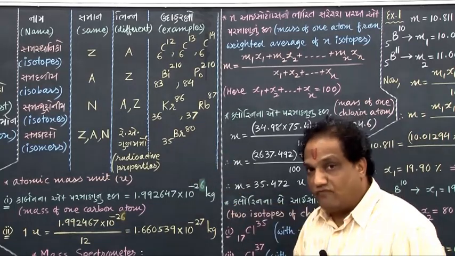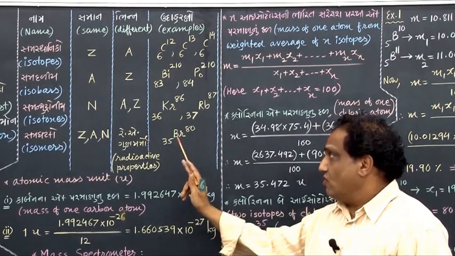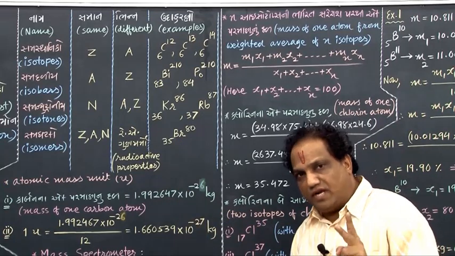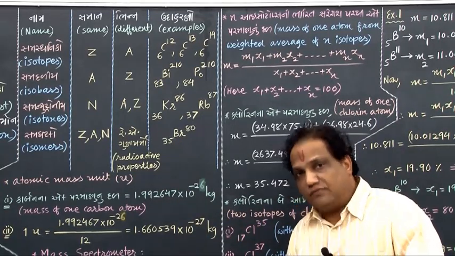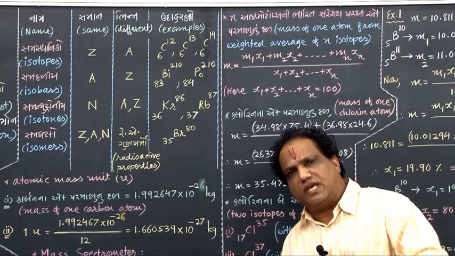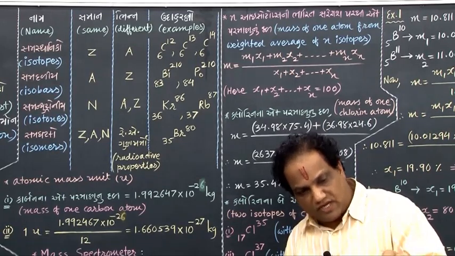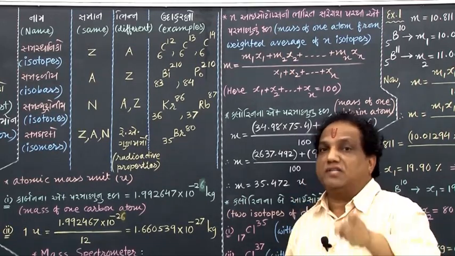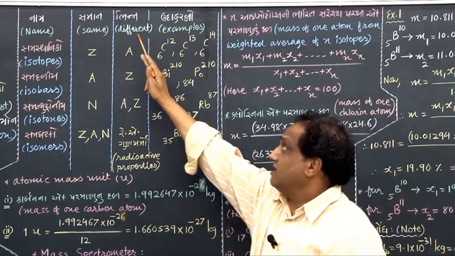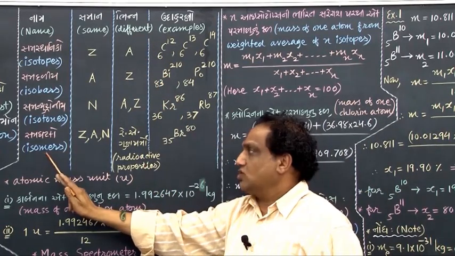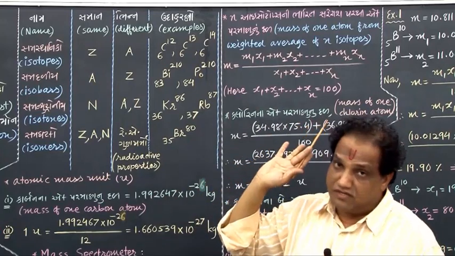This element has one pair of isomers. If you are comparing two atoms of this same element, then both atoms have everything same. Atomic number is same, atomic mass number is same, number of neutrons is same, but their radioactive properties are different. That's why they are called isomers of each other. Simple.